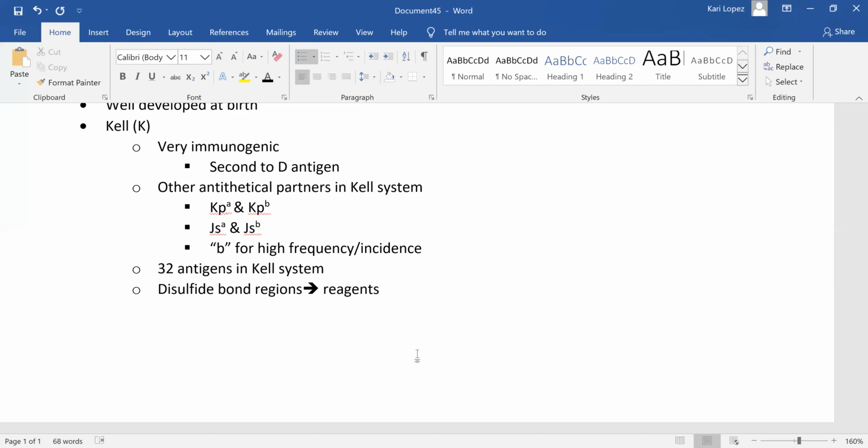So their reagents are 2-ME, DTT, AET. So these are the reagents they react well with.